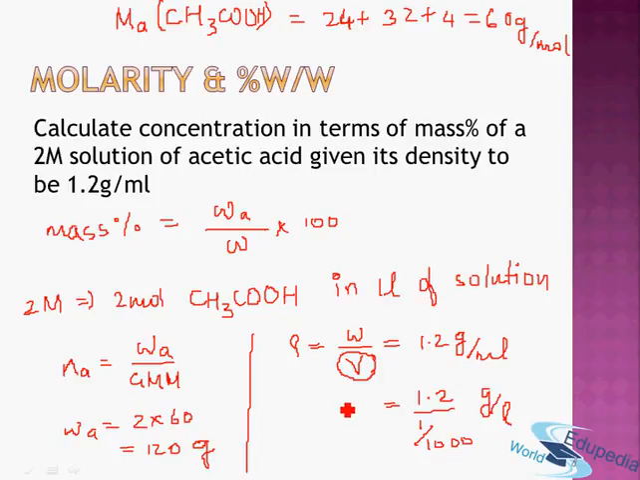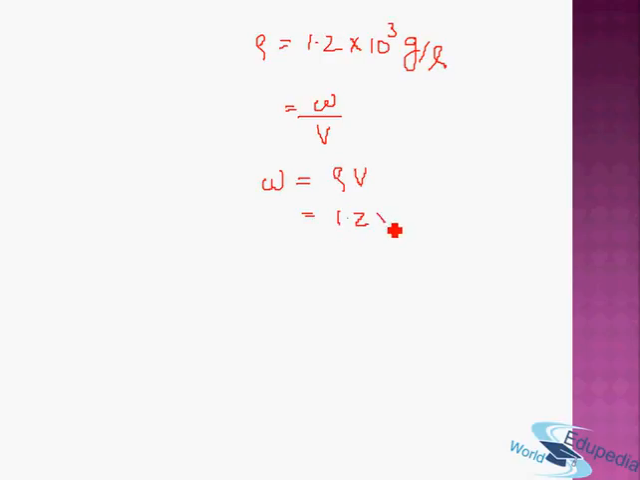Let's continue it on the next page. So I have density to be 1.2 divided by 1 by 1000, that is 1.2 into 10 to the power 3 gram per liter. And this is equal to mass by volume. What I need to calculate is mass of solution, that is W is equal to rho into V, which is 1.2 into 10 to the power 3 gram per liter, and volume of solution I have assumed to be 1 liter. I have assumed that, so that moles was 2 mole of solute in 1 liter, so I have assumed solution's volume to be 1 liter.